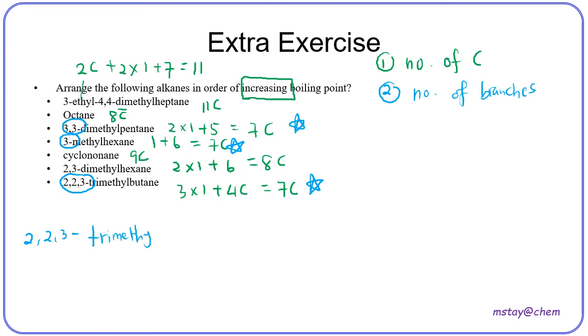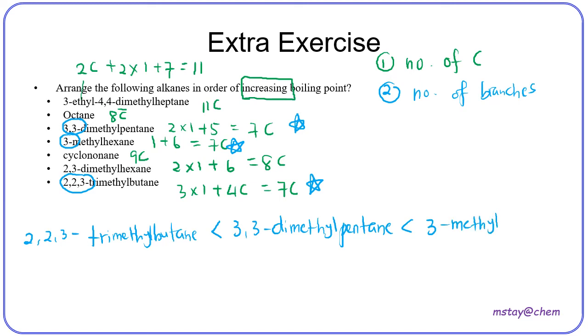2,2,3-trimethylbutane has the lowest boiling point, followed by 3,3-dimethylpentane, then followed by 3-methylhexane.